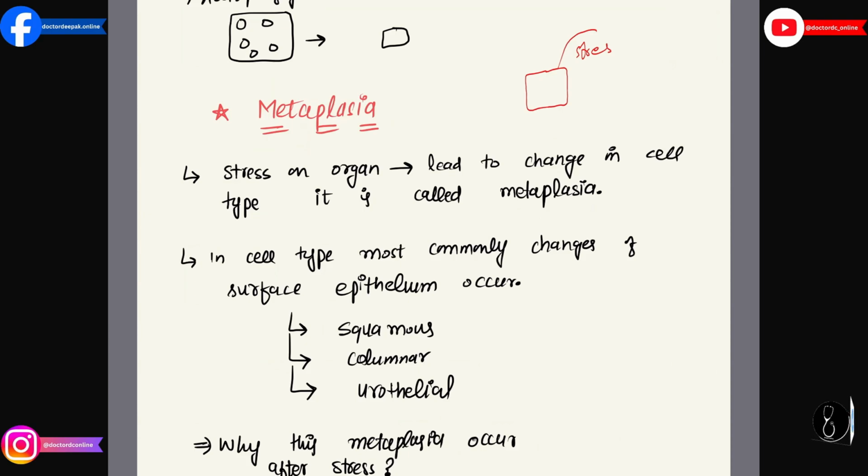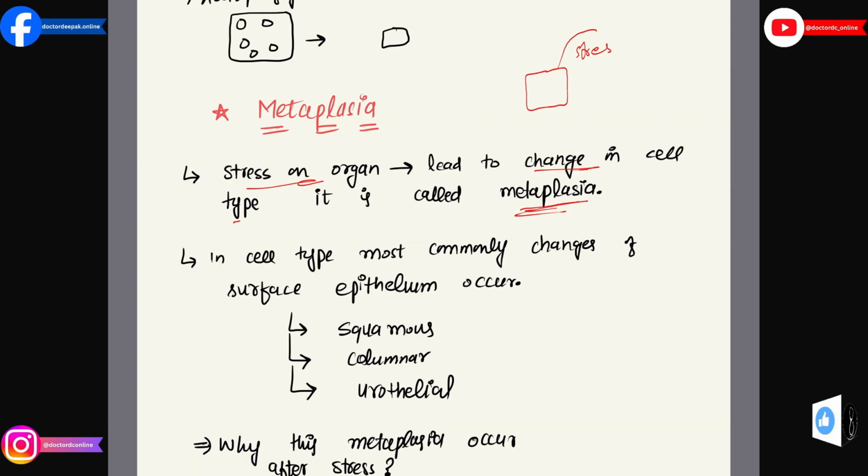Again, please listen. When you put a stress on a cell and that cell or that organ changes its cell type, it is called metaplasia. So what is metaplasia? When you put a stress on any organ, that stress can lead to a change in the cell type of that organ. It is called metaplasia.